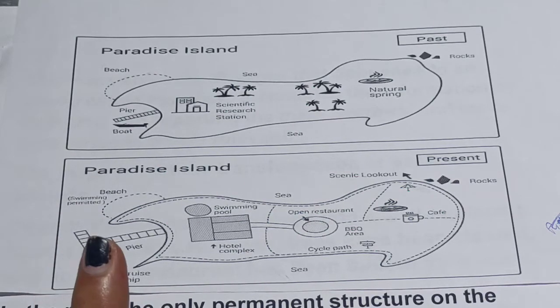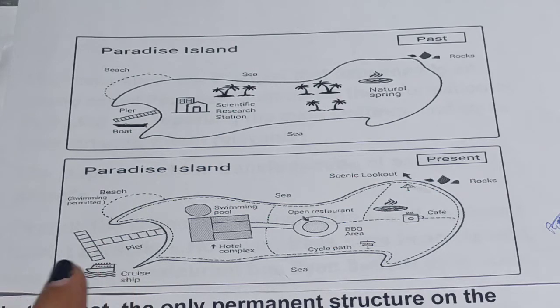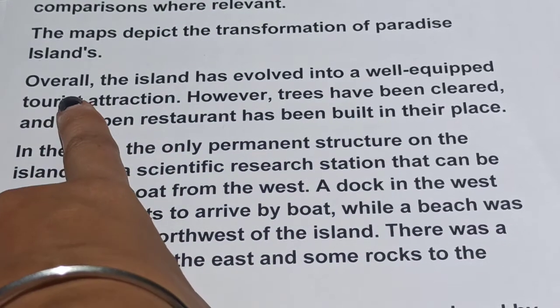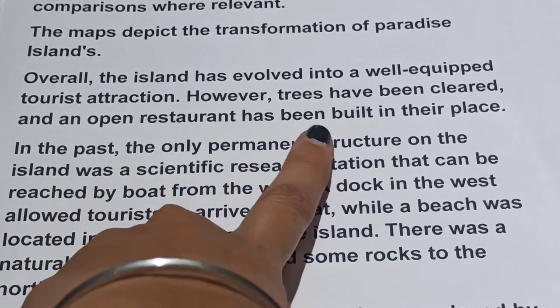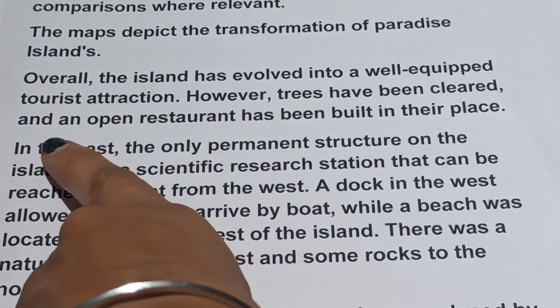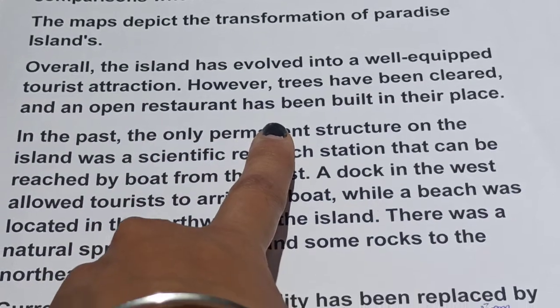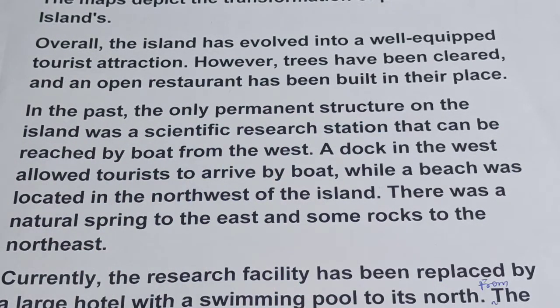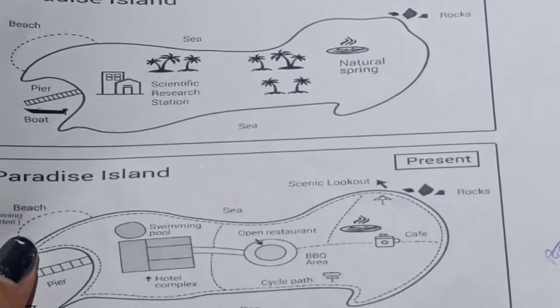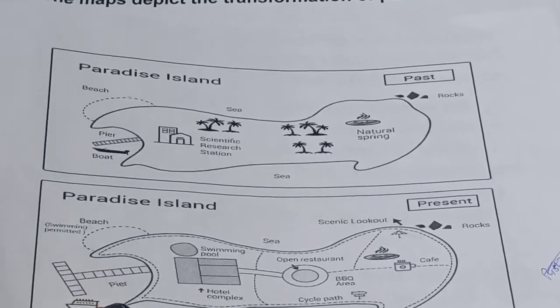So now, instead of boats, we can see a cruise ship at the pier, and the area of the pier has also increased. So the maps depict the transformation of Paradise Island, and overall the island has evolved into a well equipped tourist attraction. However, the trees have been cleared and an open restaurant has been built in their place.